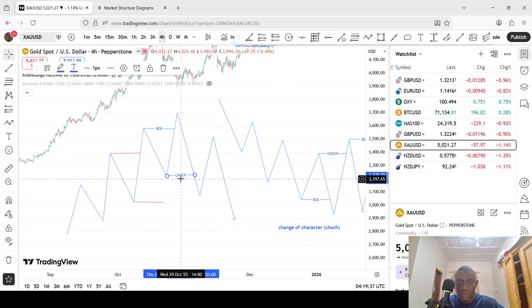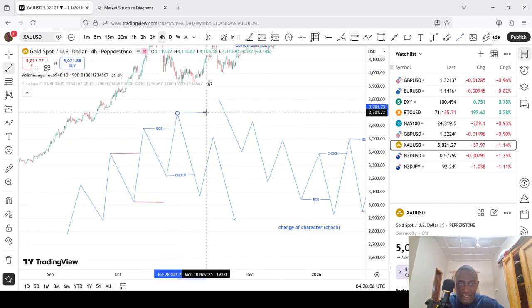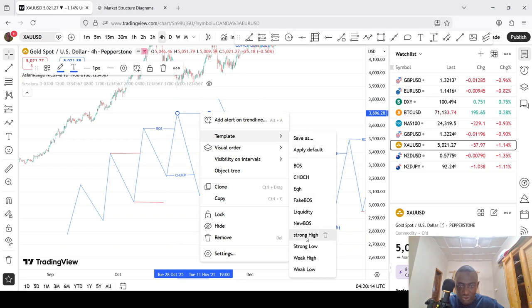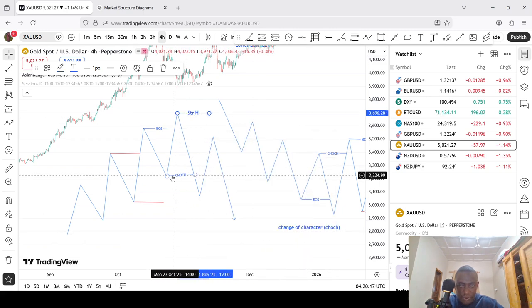You get it? So with this change of character, now we are expecting a pullback, as I explained here. Once there is a change of character, there will be a pullback. So once price at least gets back to this zone, we are expecting it not to go above this. So this place is now something like a strong high. It becomes a strong high because it used this point to break our last low.